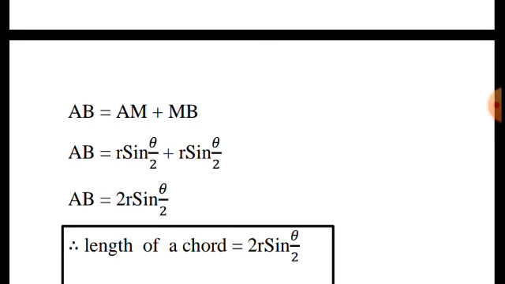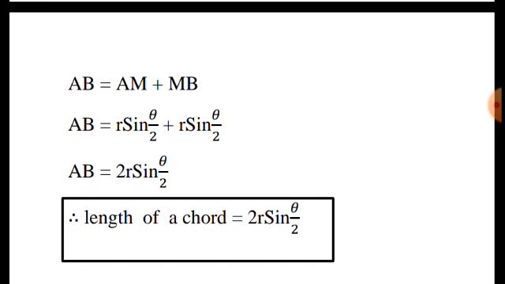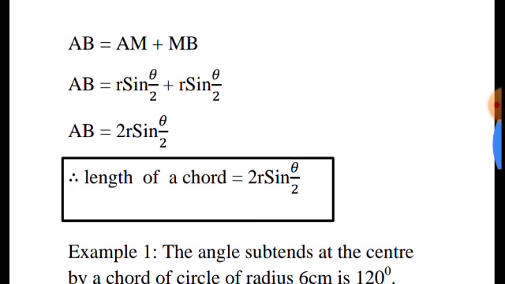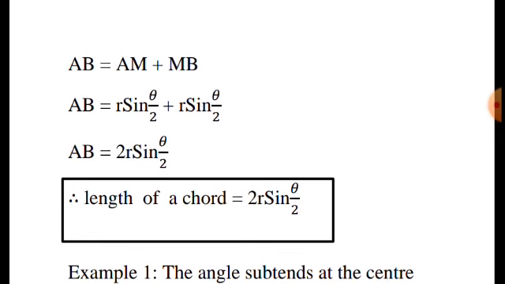Therefore, AB will give us 2R sine theta over 2. So at the end of the day, we can now say that the formula for finding the length of a chord is equal to 2R sine theta over 2. The length of a chord is equal to 2R sine theta over 2. It is very simple. Now let's go to example 1.